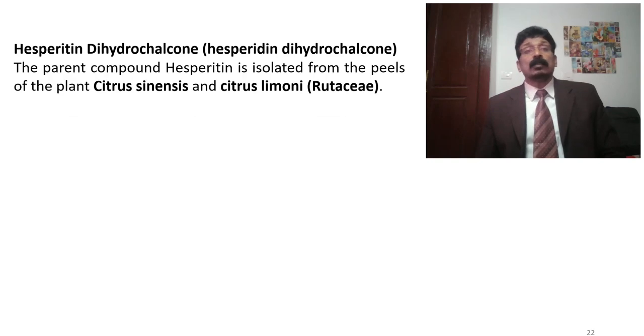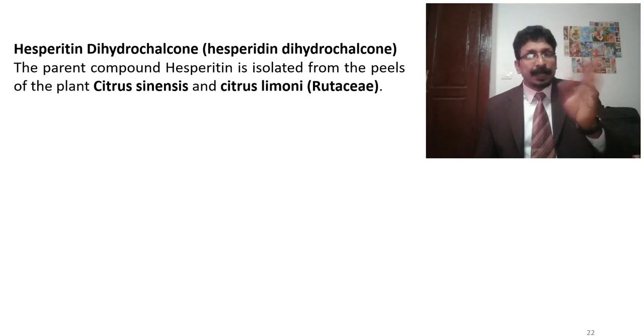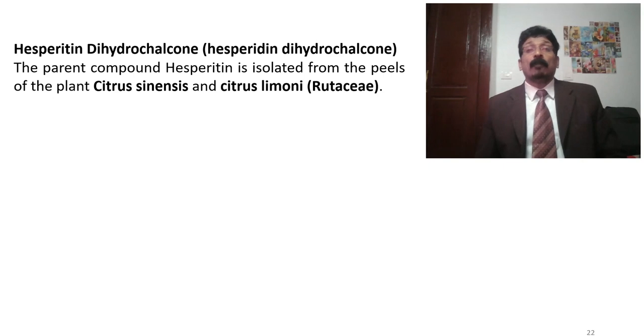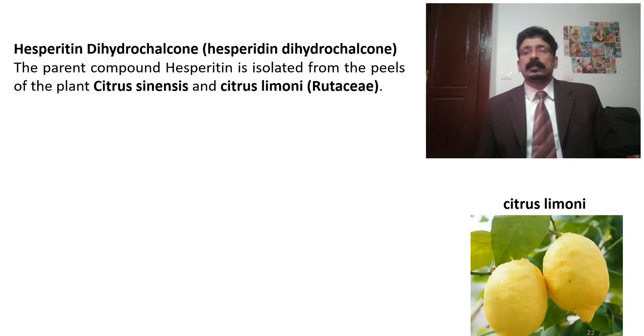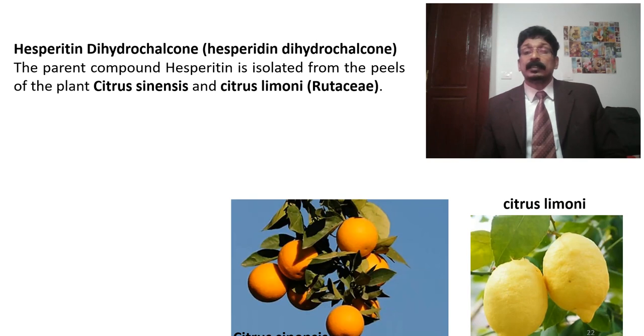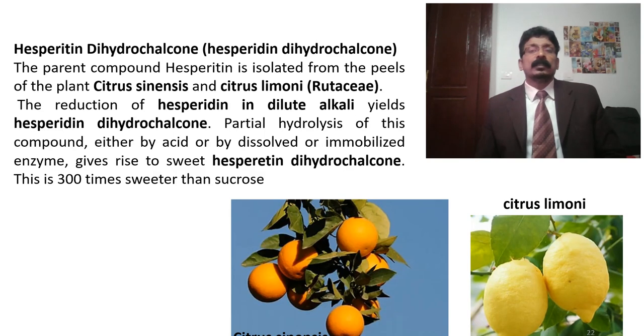Hesperidin dihydrochalcone, the parent compound hesperidin. Hesperidin in nature is isolated from the peel of the plants Citrus sinensis and Citrus limon, lemon, Rutaceae family. See the fruits, how beautiful they are. They are sweet actually. The reduction of hesperidin in dilute alkali yields hesperidin dihydrochalcone.